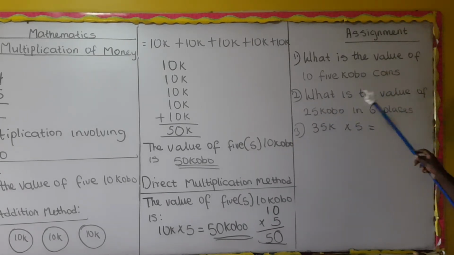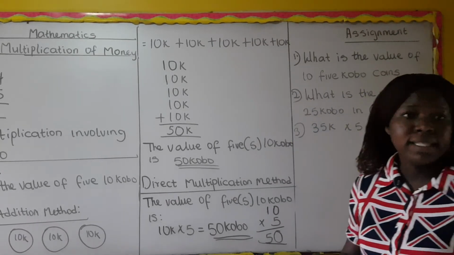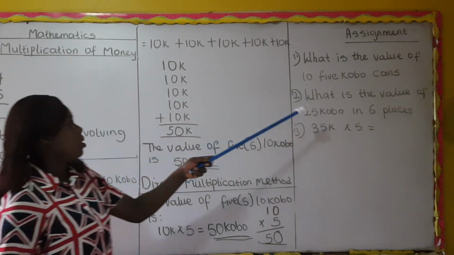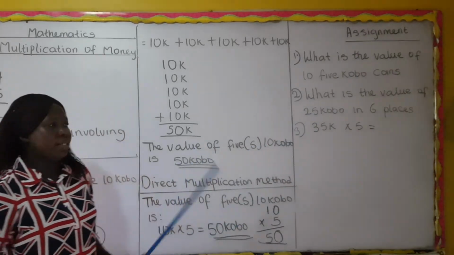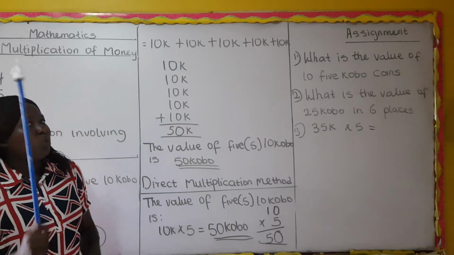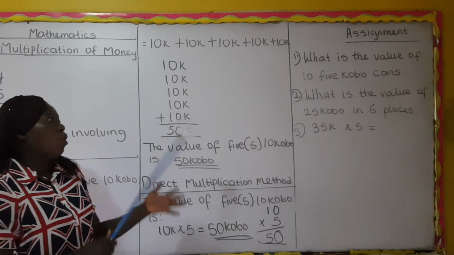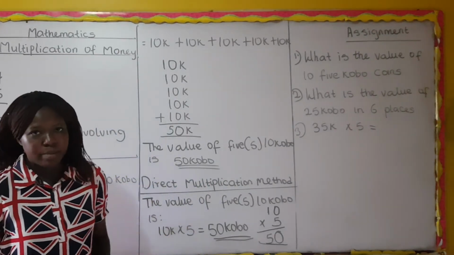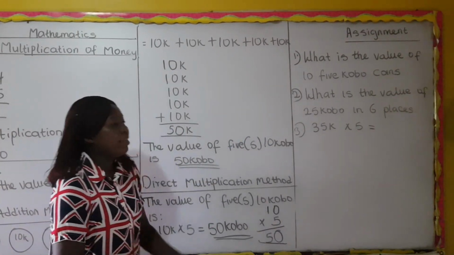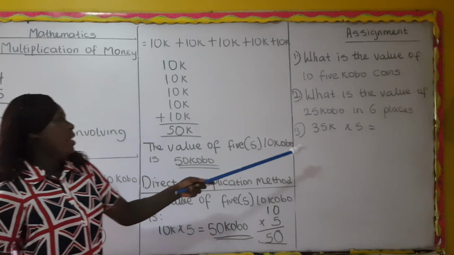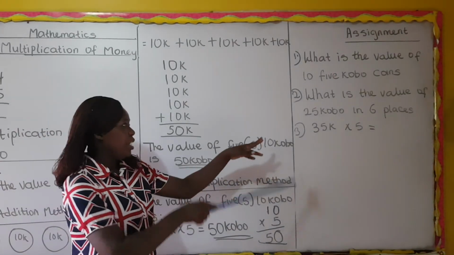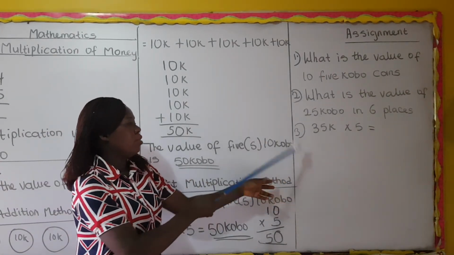Then number 2, what is the value of 25 kobo in 6 places? So it's either you say 25 times 6. That is why it is very important you know your multiplication table. So it's either you say 25 times 6 or you add up 25 in 6 places. Then finally 35 kobo times 3. Make sure you arrange it before solving.